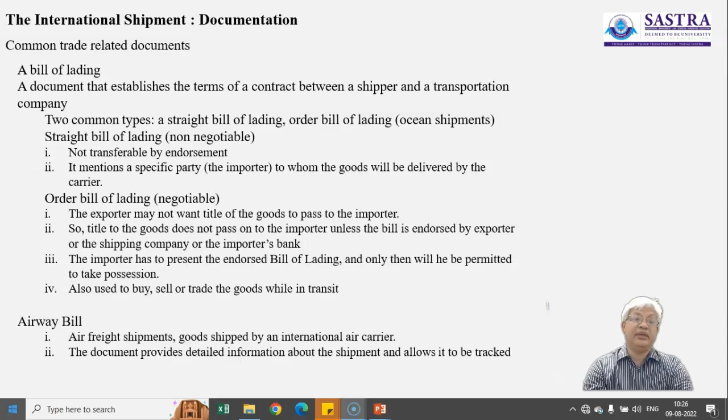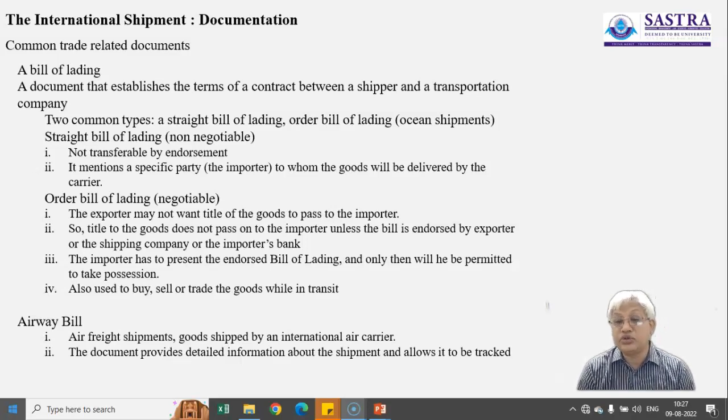So, a bill of lading is a document that establishes the terms of a contract between a shipper and a transportation company. That's very important here. Here, we don't bring in the buyer, we bring in the transportation company. So there are two common types of bill of lading. One is a straight bill of lading, the other is an order bill of lading. What is a straight bill of lading?